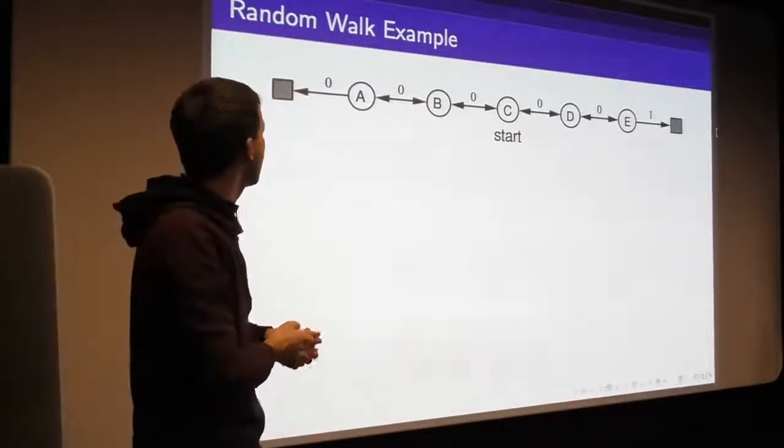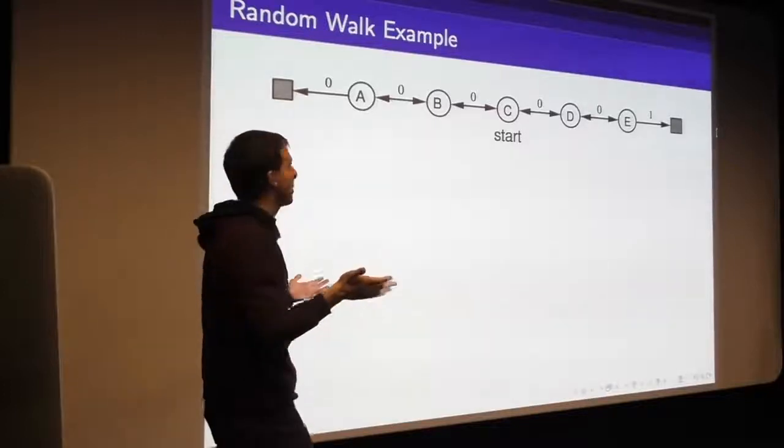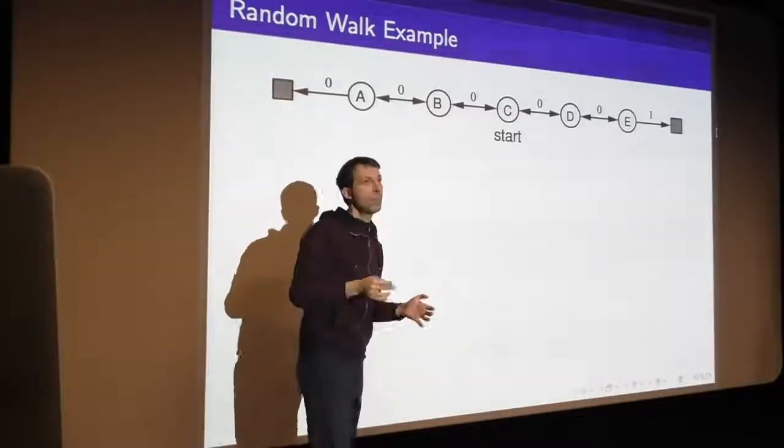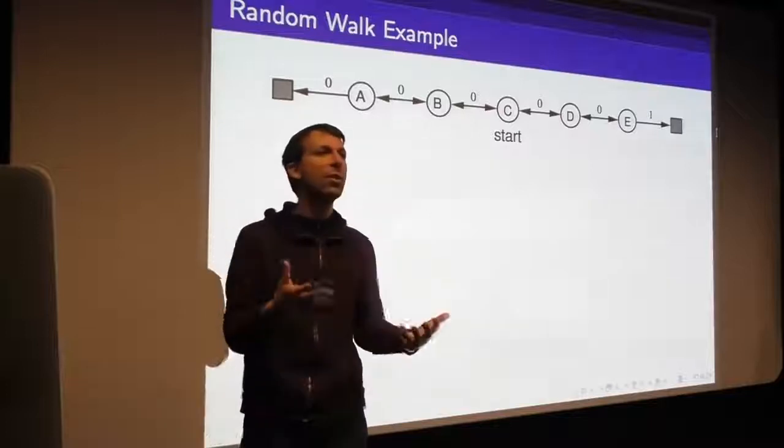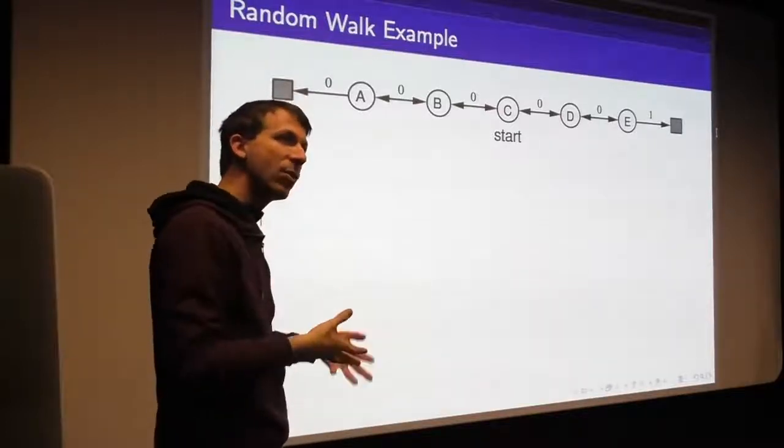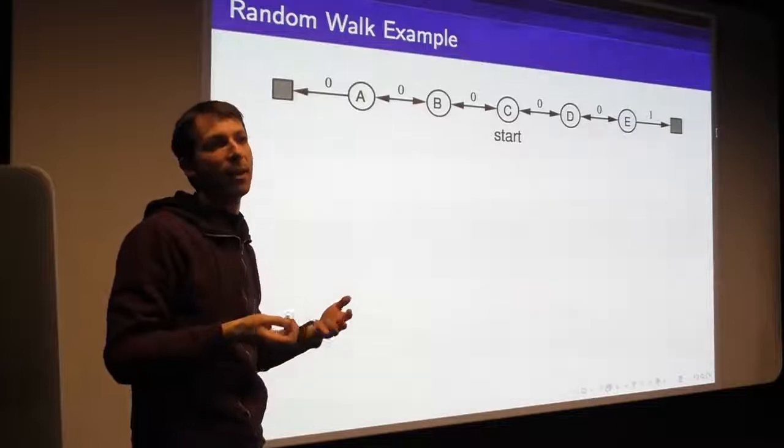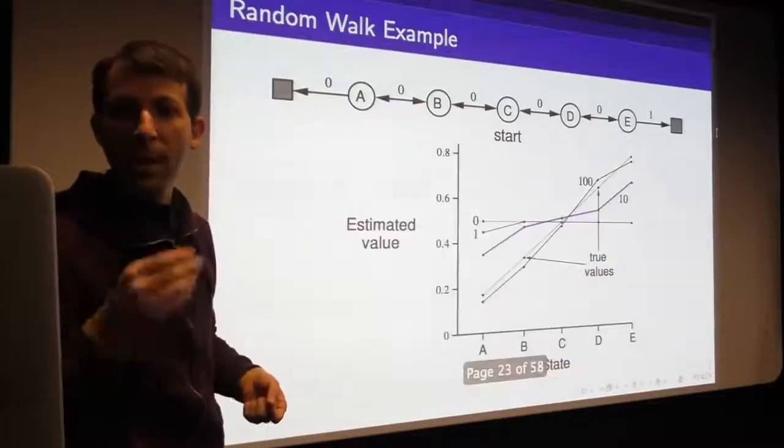Okay, and then the question is, what's the value function for this thing? What's the value of being in each of these states? And we could just use this, the simplest possible case, to get an intuition of how Monte Carlo and TD compare to each other.